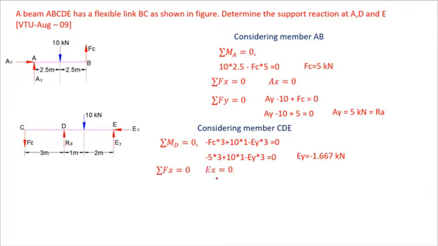Then summation of Fx: there are no horizontal forces, therefore Ex must be equal to 0. Summation of Fy equal to 0, I have minus Fc plus Rd minus 10 plus Ey. I know Ey is minus 1.667, Fc is 5 kilonewton, and the unknown is Rd. You can calculate the value of Rd. Rd is 16.667.